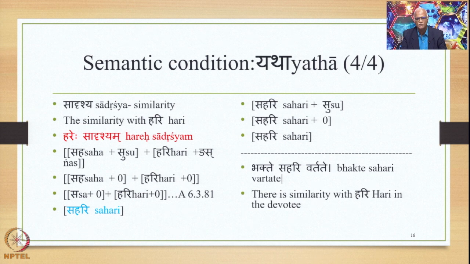When we use it in the sentence, we add the supratyaya after it. So we have sahari plus su, and because sahari is an avyayibhava samasa, it is termed as avyaya, and then by the application of the sutra avyayad ap supaha, the supratyaya is deleted. So we have sahari plus zero, and then we get the final subanta form sahari. We use it in the sentence bhakte sahari vartate. There is similarity with hari in the devotee. Bhakte sahari vartate. Harehe sadrushyam bhakte vartate. This is how the four meanings of yatha act as semantic conditions for an avyayibhava samasa to take place.